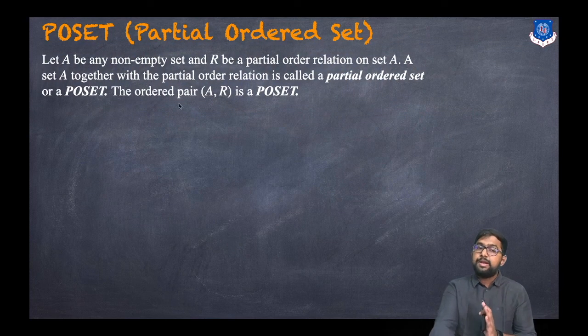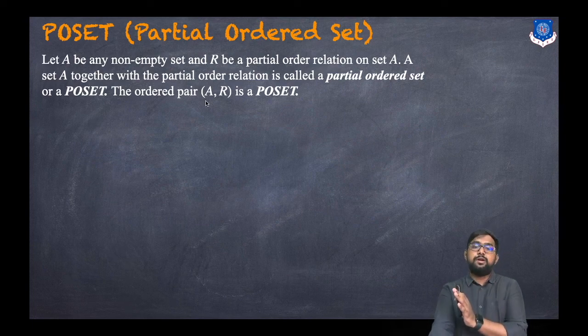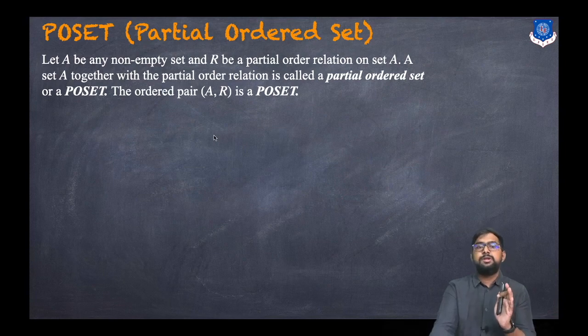Let A be any non-empty set, and let R be a partial order relation. We know what a partial order relation is: a relation is called a partial order relation if it is reflexive, antisymmetric and transitive. Now a set A together with this partial order relation is called a partially ordered set, or simply a poset. This ordered pair (A, R) is called a poset. So this is just a recall.